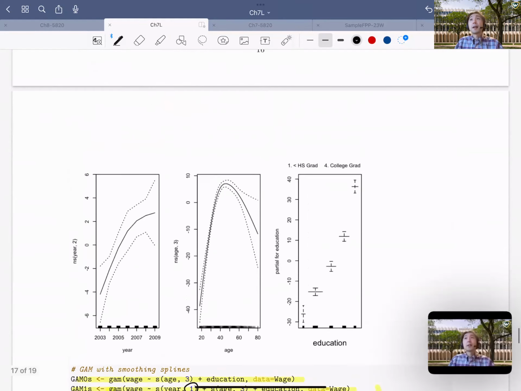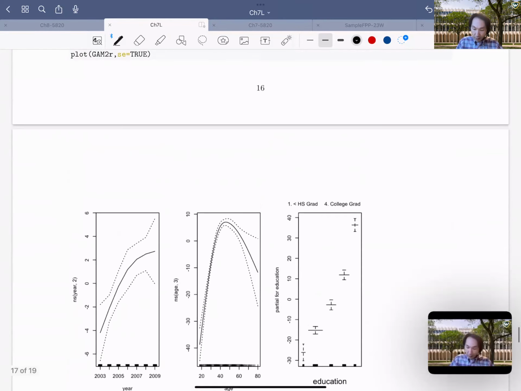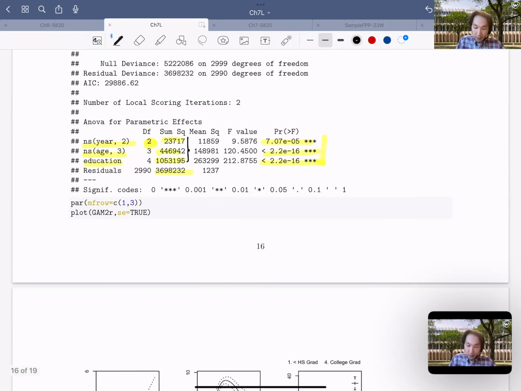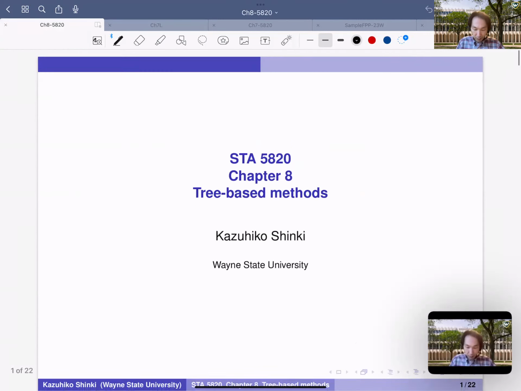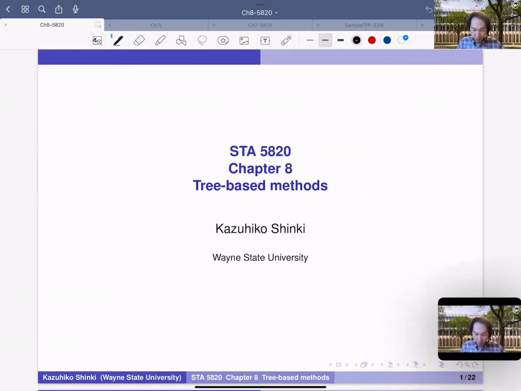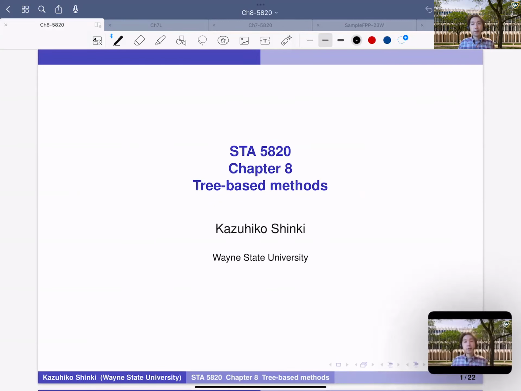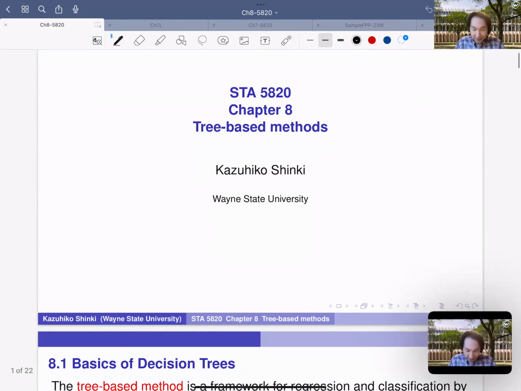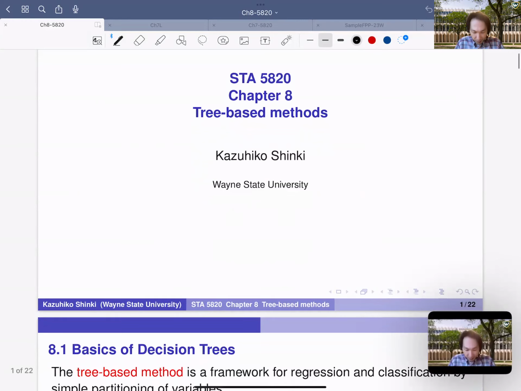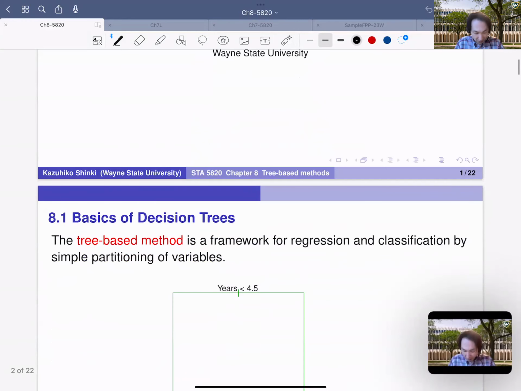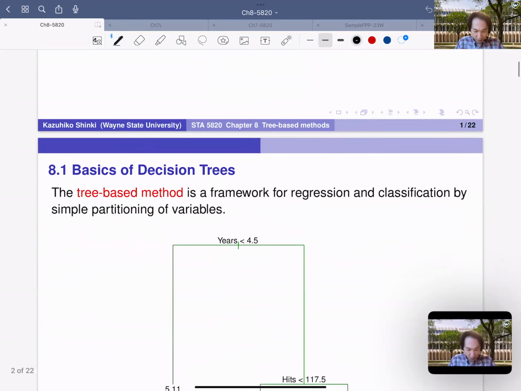Okay, so what time? 7:13. And the next topic is tree-based methods. So have you ever studied the tree-based methods or random forests? Not yet. Yeah, I guess maybe some of you have experience if you do some Kaggle competition or something.